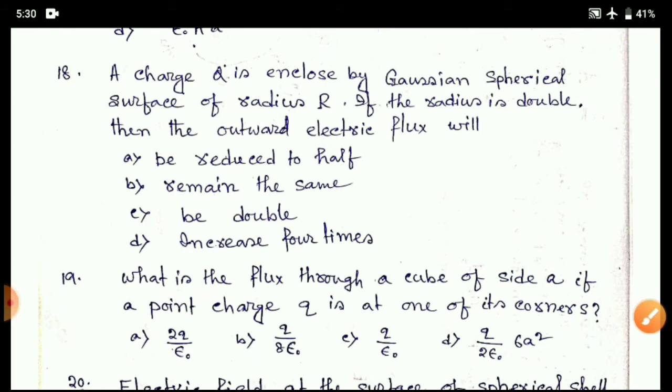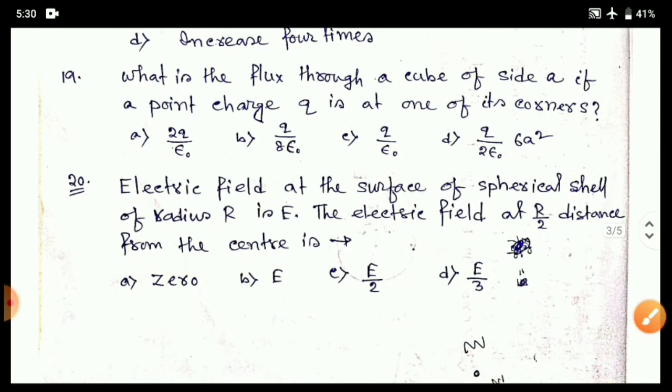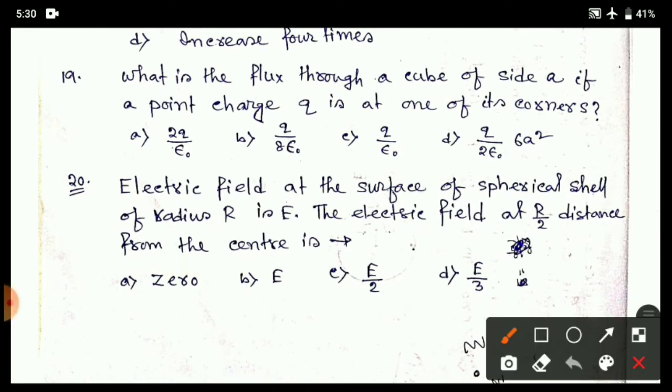Question number 19. What is the flux through a cube of side A if a point charge q is at one of its corners? Its answer will be option B, 1/8 q/epsilon naught.